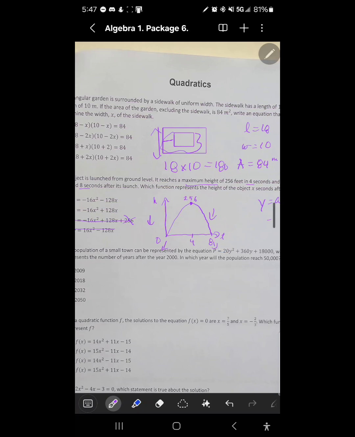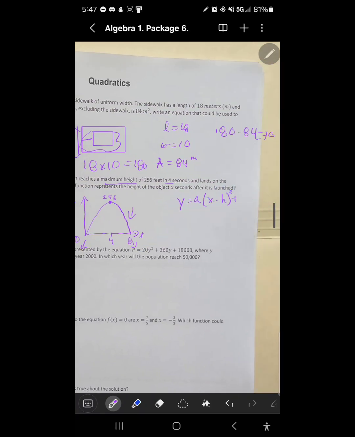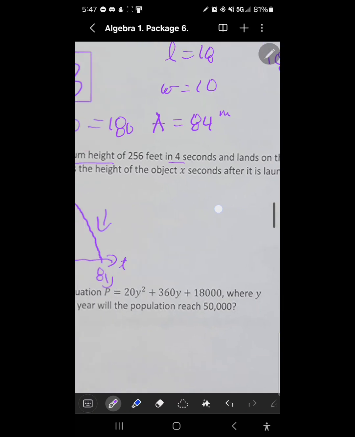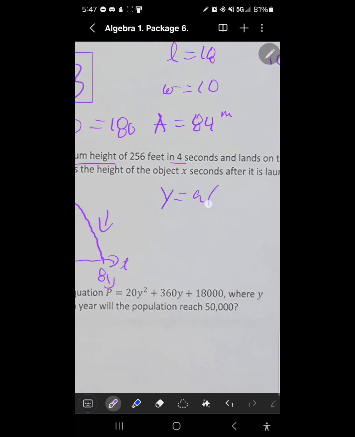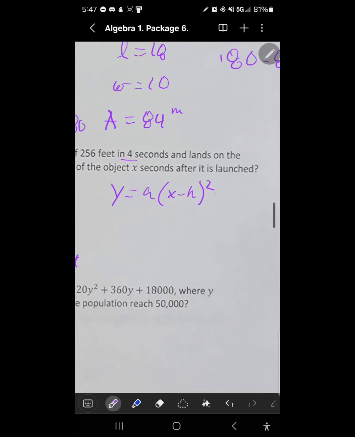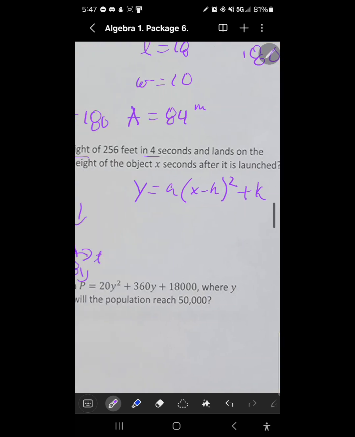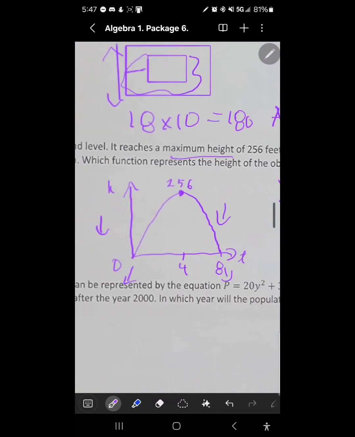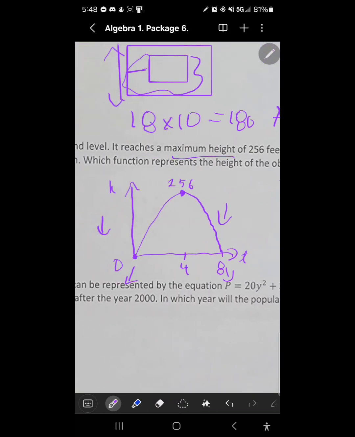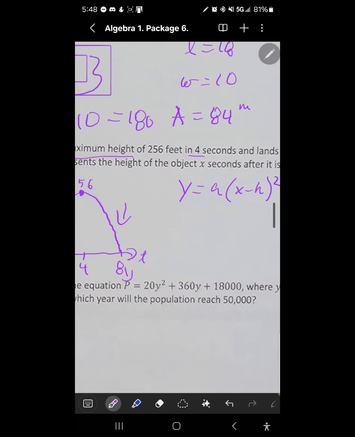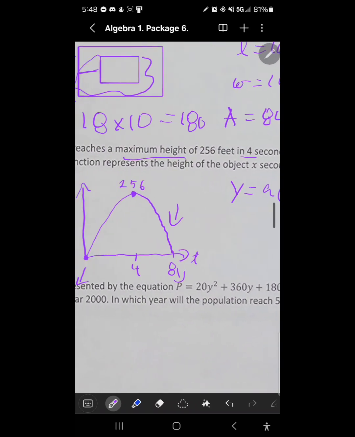The formula is the one that I put, so the formula is y equal a times x minus h squared plus k, where the vertex, the highest point or the lowest point, is h comma k. Now, if we want to solve for y, we just need to take a point. The easiest point in our case is 0, comma 0. I meant solve for a, sorry about that. But our easiest point is 0, comma 0.